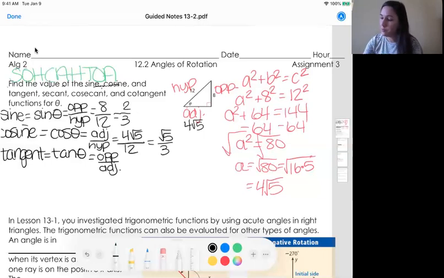All right, so our opposite is 8 over our adjacent, which is 4 root 5. We're going to simplify that. 8 divided by 4 is 2 over the square root of 5. However, there's a big thing we can't leave here. This is not correct. You must rationalize.